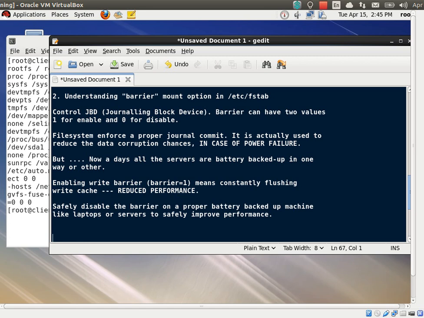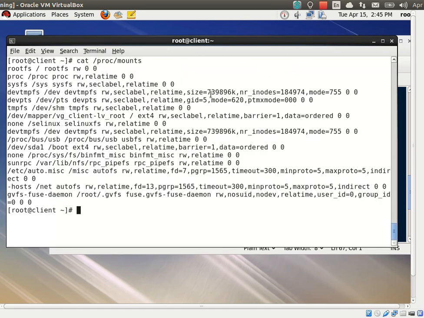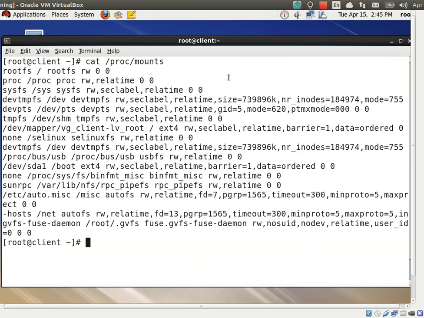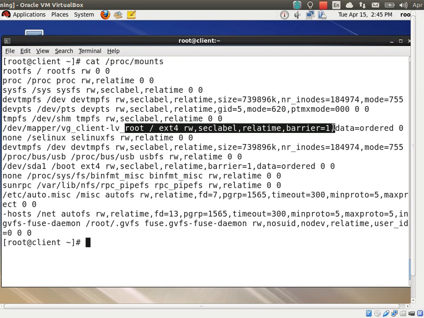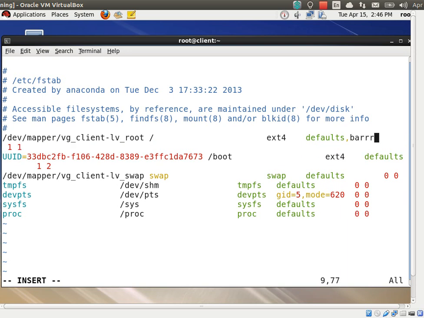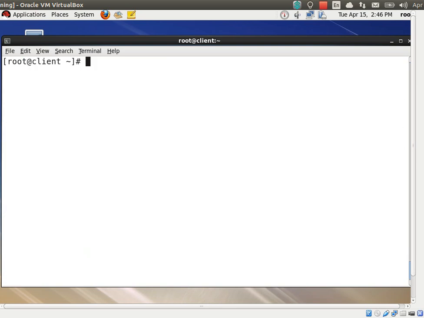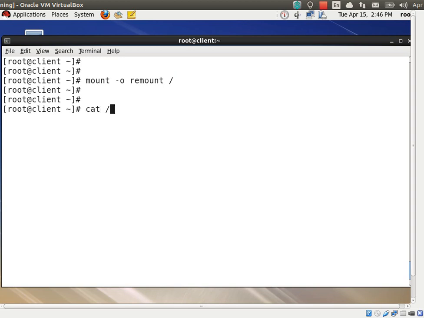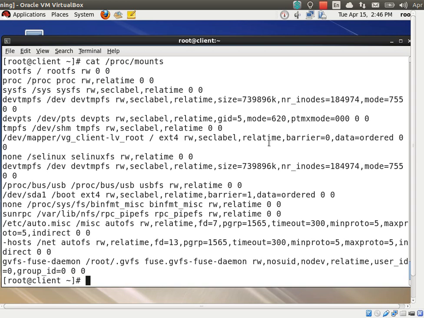What I need to do is modify /etc/fstab and make it barrier=0. I go to /etc/fstab against my root, because it's a battery backed up machine, and write barrier equal to 0. That's it. Save and come out, do a mount -o remount /, and if I give a cat /proc/mounts, barrier is 0. See here.